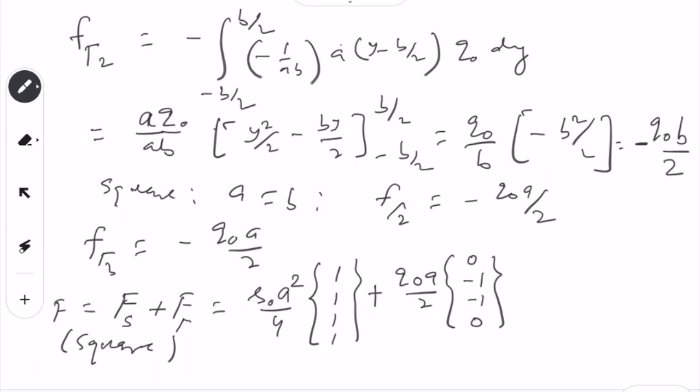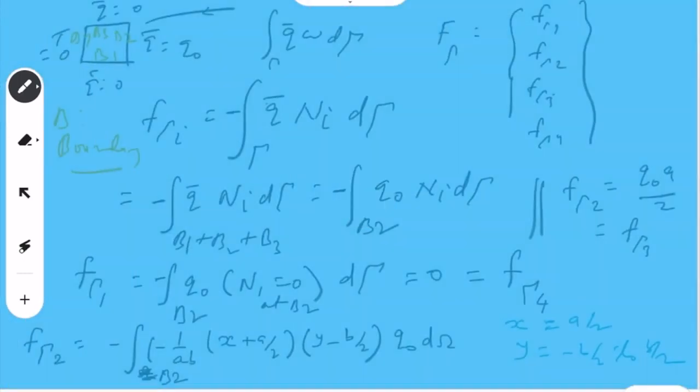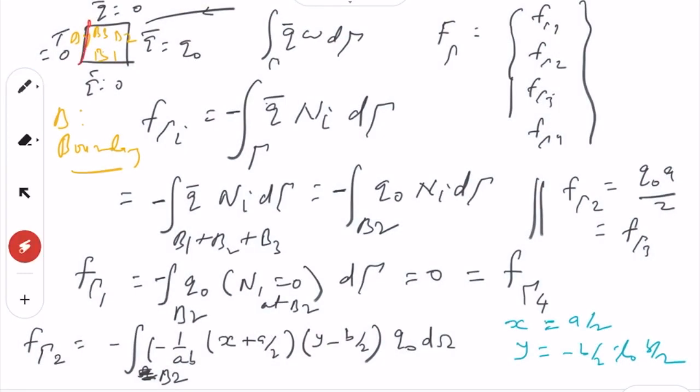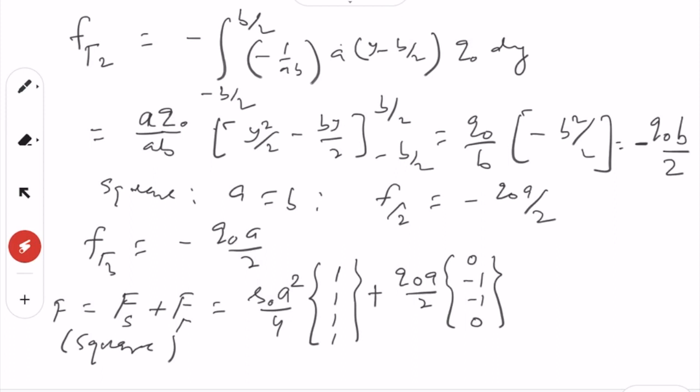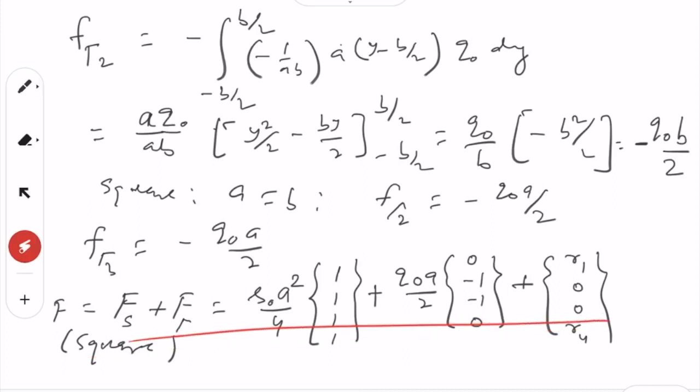Also, where it is fixed, there will be reaction forces as well. Where the fix is, t equal to 0. So here and here there will be reaction forces, means there will be some energy which is coming or going at this node because of the effect of this one. So we can write R1 and R2. So plus reaction we have to add, R1 0 0 R4. This is what the force vector will be, you can calculate it like this.